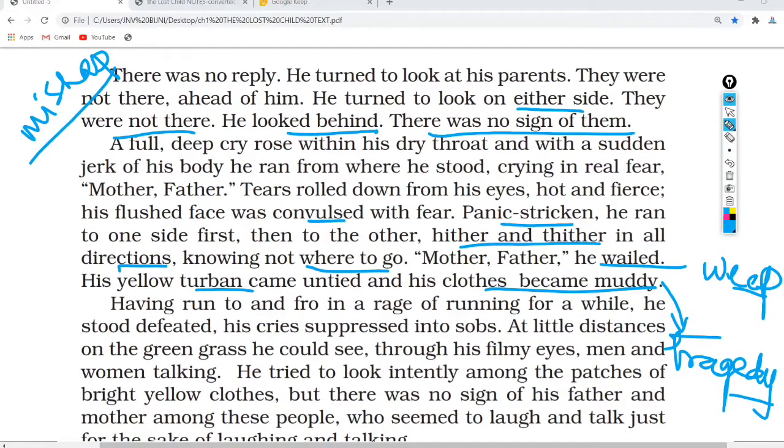Having run to and fro in a rage of running for a while, he stood defeated, his cries suppressed into a sob. A little distance onto the green grass, he could see through his filmy eyes men and women talking. He tried to look intently among the patches of the bright yellow clothes, but there was no sign of his parents, father and mother, among these people, who seemed to laugh and talk just for the sake of laughing and talking.